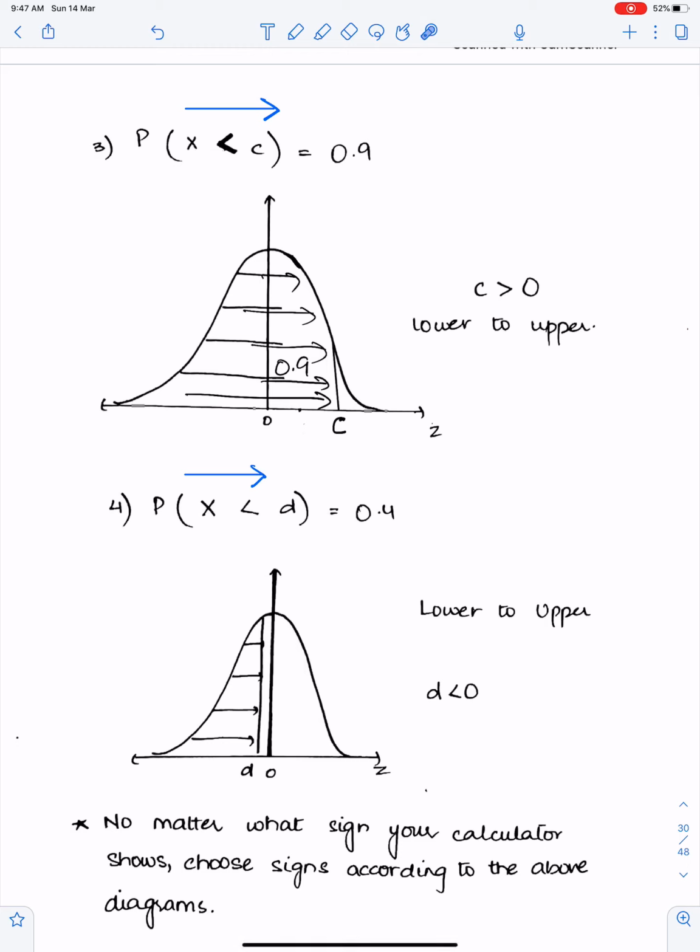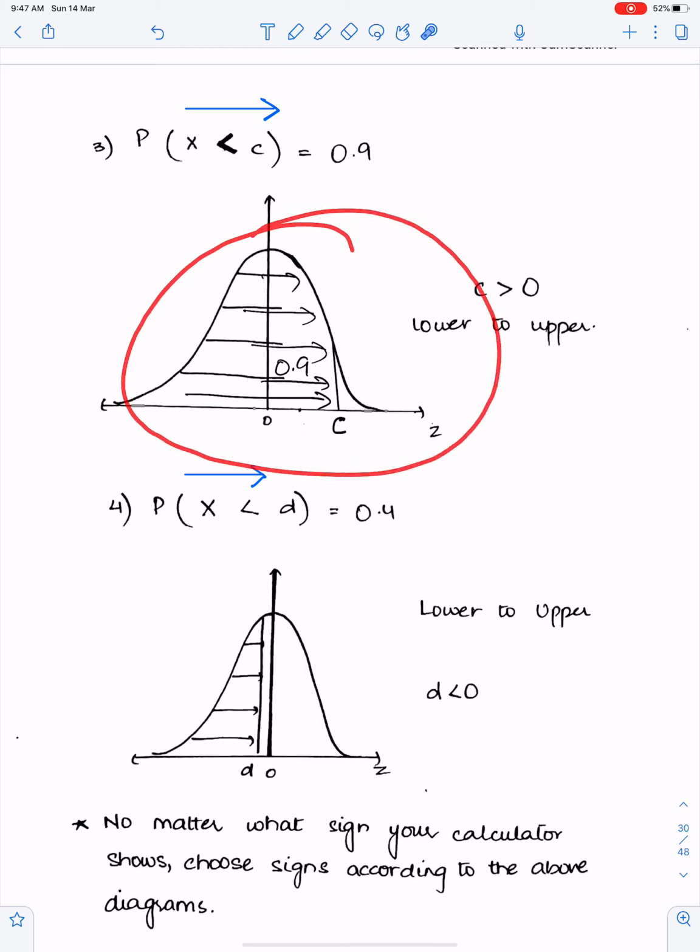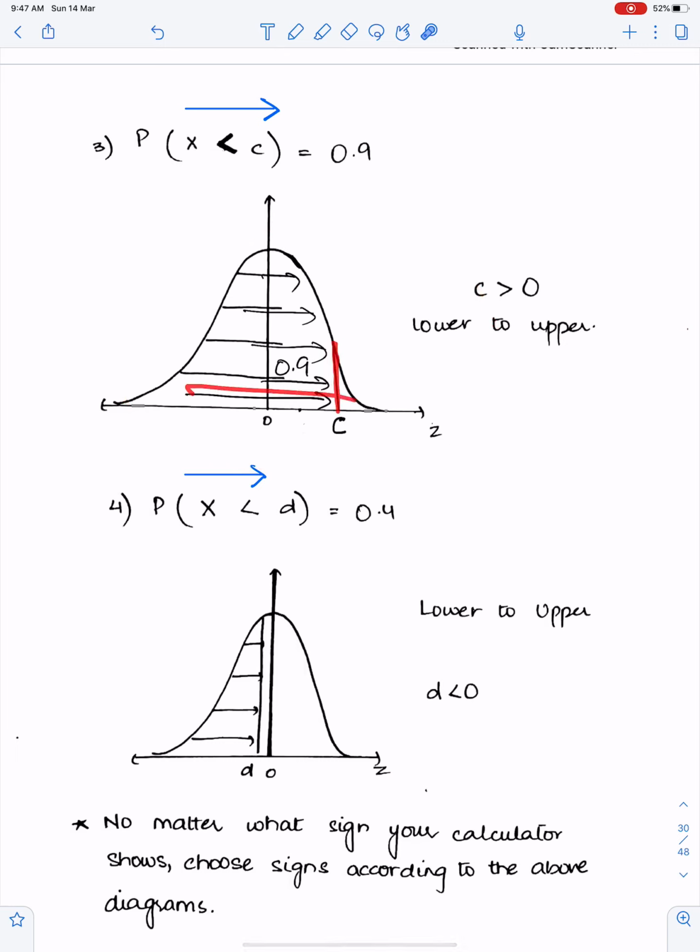Make sure your sketch is proper. This is a proper sketch, and this is the estimated, correct position of C, because the total area is 1 and this area is close to 1, so it should be here, and C is positive in this case.